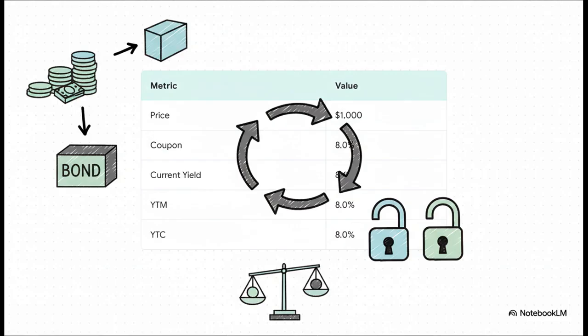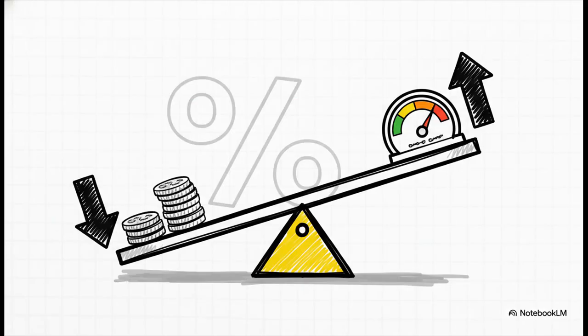And check this out. When a bond is at par, there's no discount, there's no premium to worry about. You pay $1,000, you get $1,000 back at the end. So the coupon rate, which is what the bond pays every year, is the same as your current yield, your yield to maturity, and your yield to call. Everything is equal. 8 equals 8 equals 8 equals 8. Easy peasy. But bonds rarely stay at par for long in the real world.